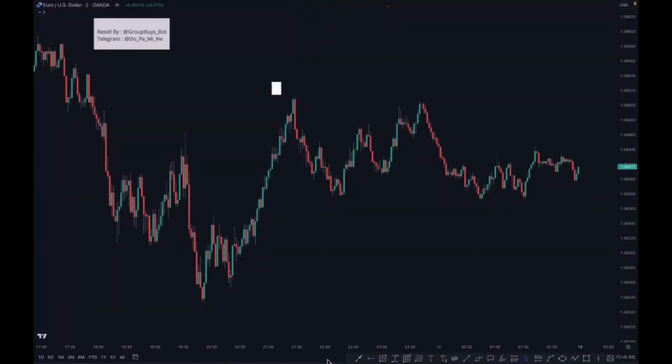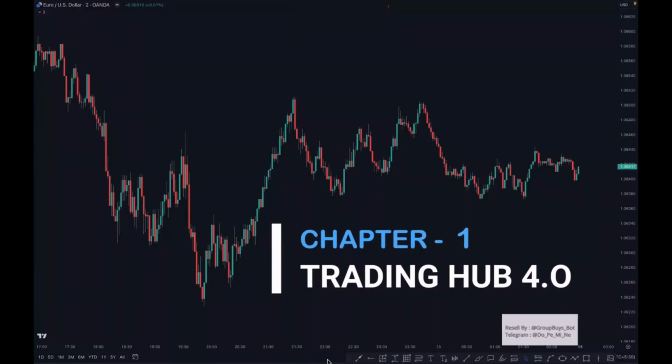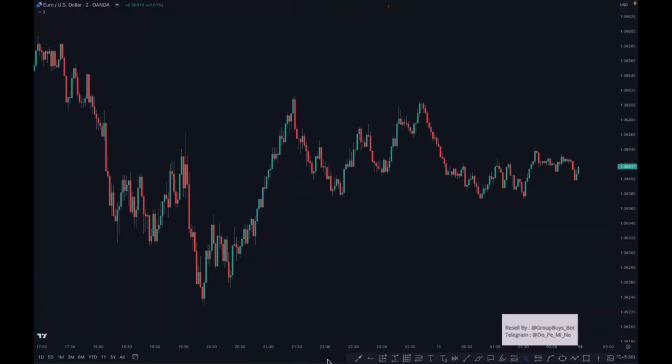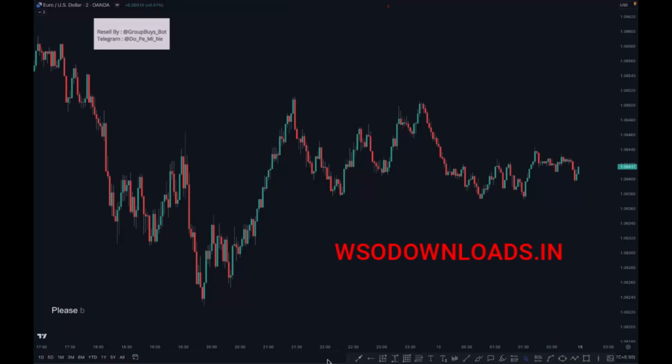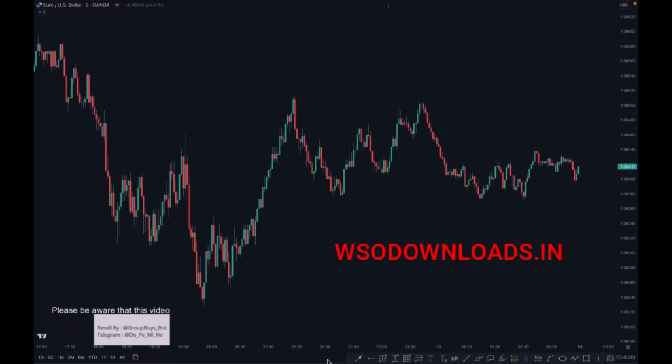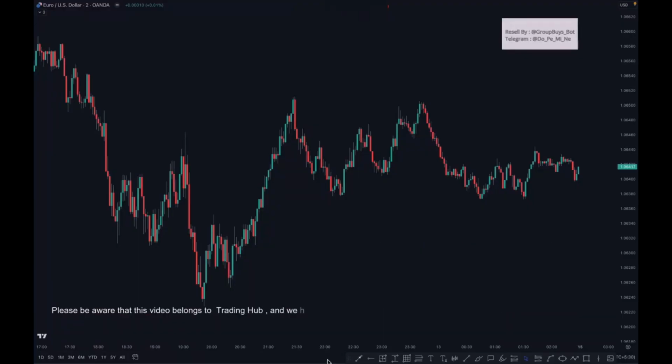In this chapter, we are going to learn all about candlestick formation, how many types of candlesticks there are, which ones you should use for buy and sell, and what kinds of candlesticks are very high probability. Also, which ones you should not use in marking the structure, marking your entry criteria, marking your patterns or anything else. So in this chapter, we are going to discuss all about candlestick formation. And this is our first chapter of Trading Hub 4.0.